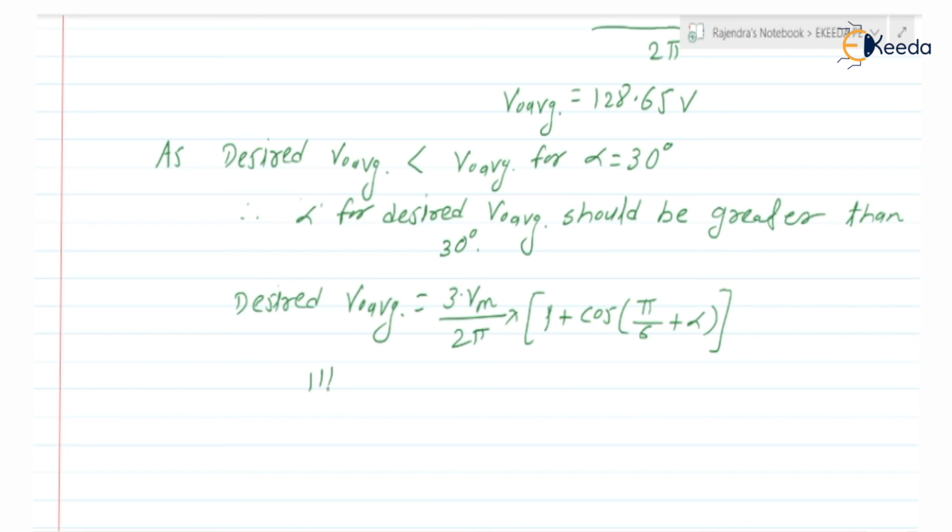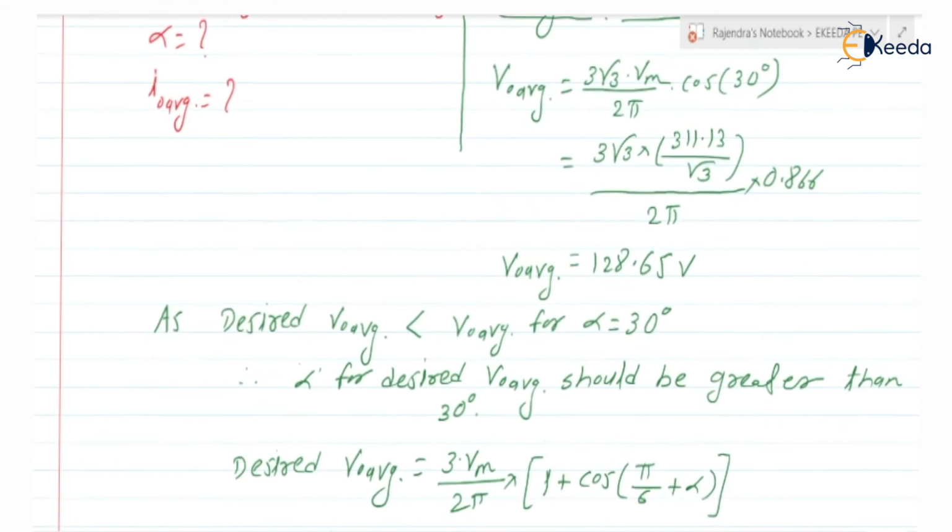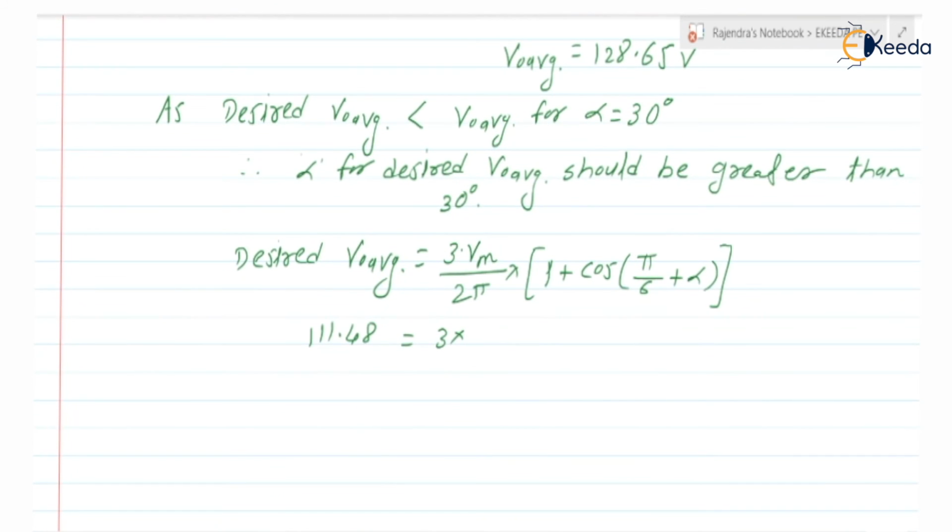111.48 equal to 3 into Vml by root 3, so 311.13 divided by root 3, whole divided by pi, into 1 plus cos of pi by 6 plus alpha.